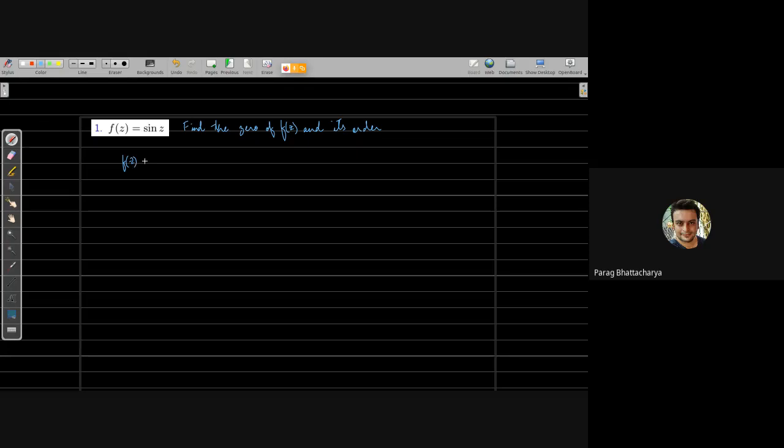This is easy because the moment you say sine z, you immediately know it's an analytic function. Analytic function means it has a power series representation, right? It is analytic everywhere, so you could immediately write down the Taylor series expansion. What is the Taylor series expansion of sine z?